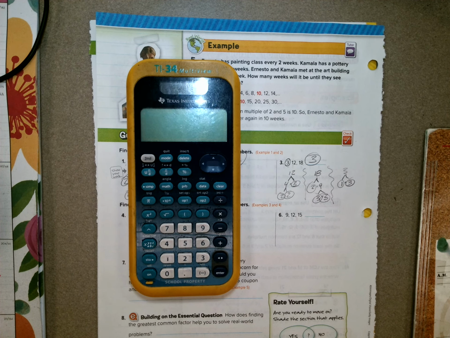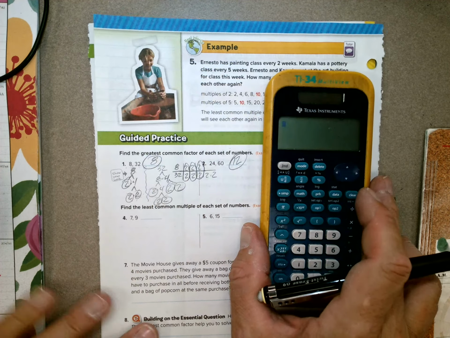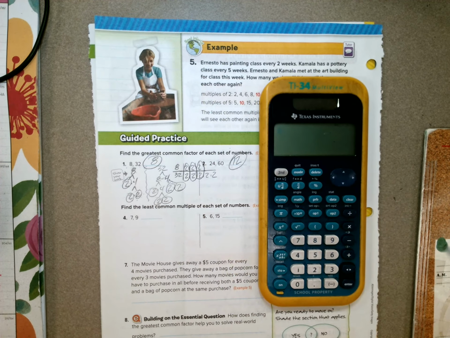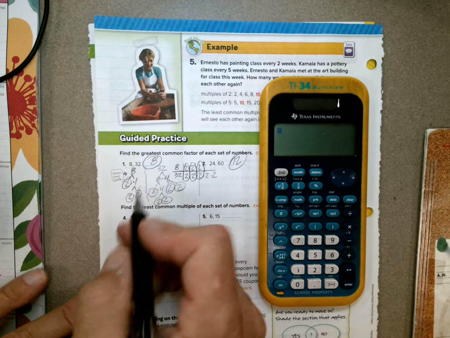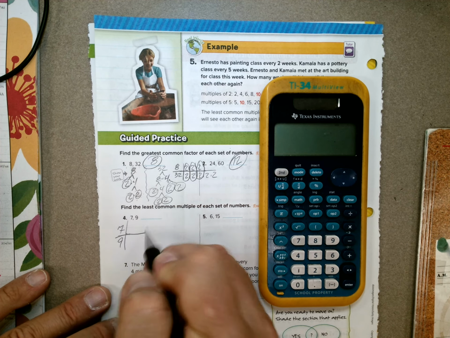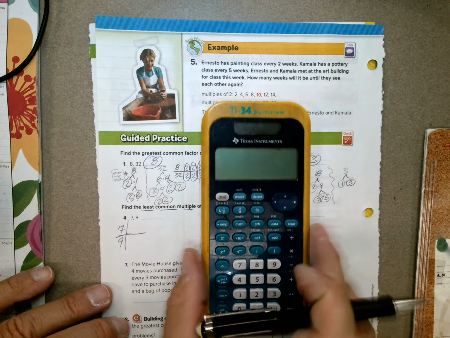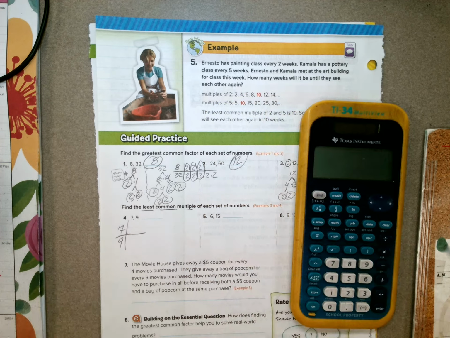Okay? Let's come down. We're going to take a look at number 7. We have the numbers 7 and 9. What I'm going to do is find the least common multiple, or LCM. The calculator will do it, but let's do it by hand first, and then we'll appreciate the calculator much more.